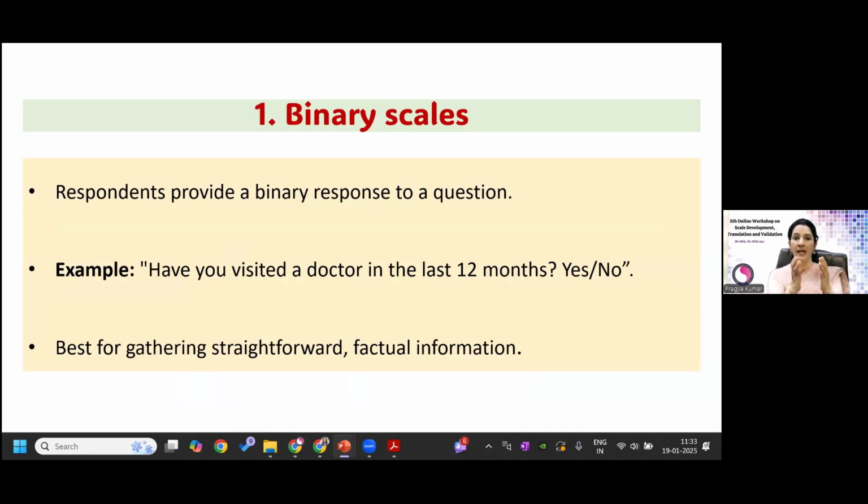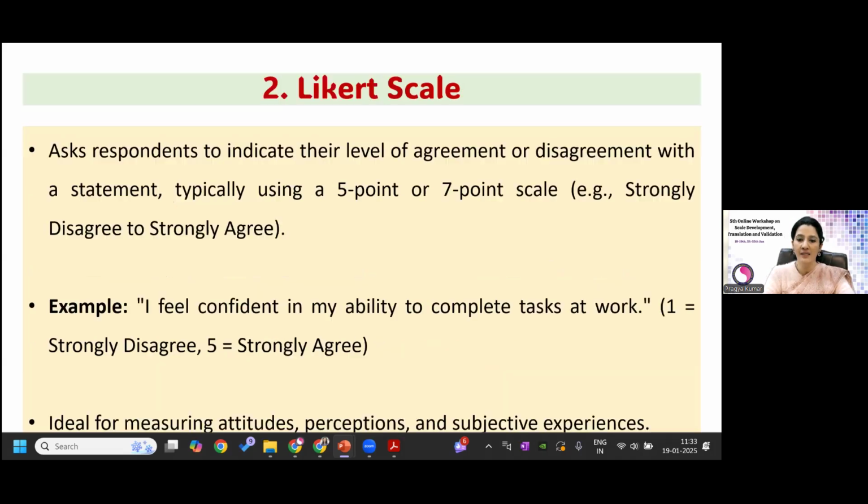Clinical symptoms, whether I am having pain abdomen or not, whether I am having a weakness or not, whether I am having giddiness or not. All these clinical questions, of course, I will answer in yes and no. So many times in your questionnaire, you will have to have the binary scales. Like, have you visited a doctor in last 12 months? You have to answer yes and no. So the response format depends on the type of question. So there are binary scales where the answer is yes and no. And then most commonly we use these two types of scale.